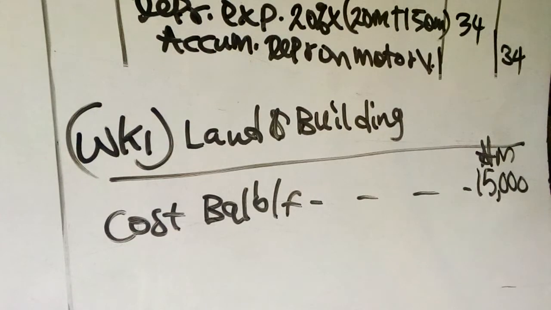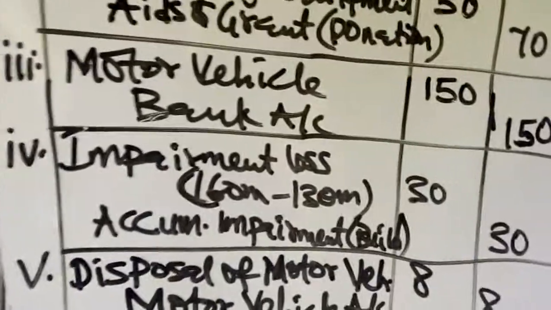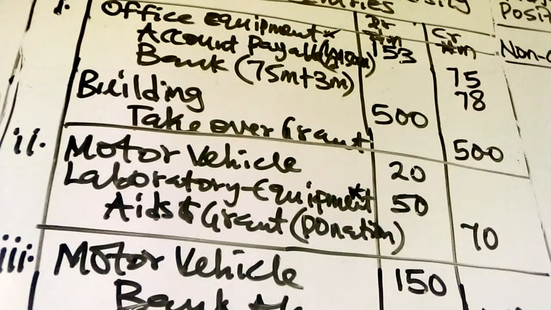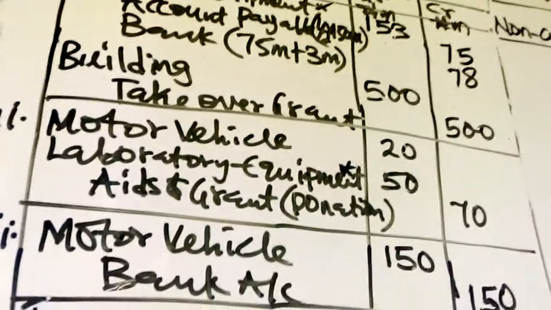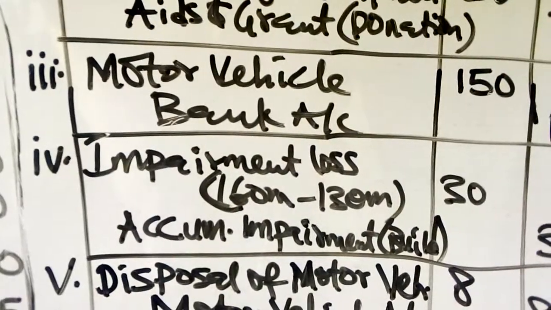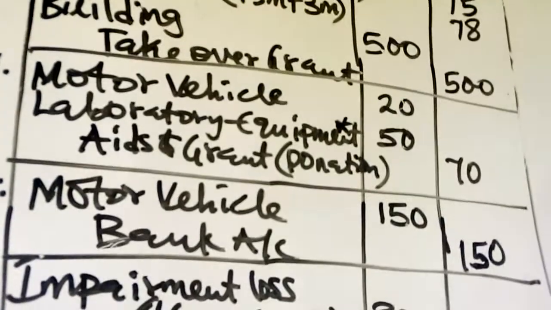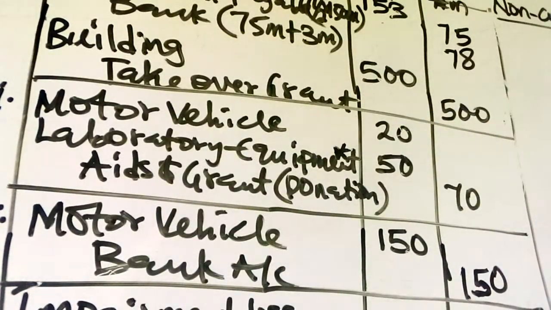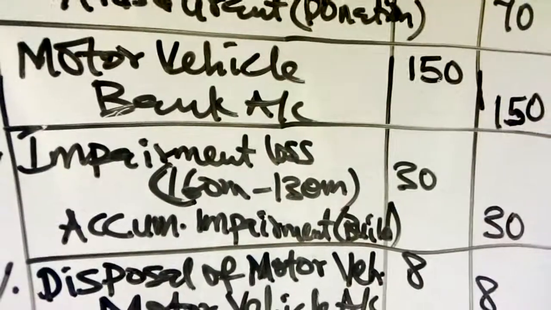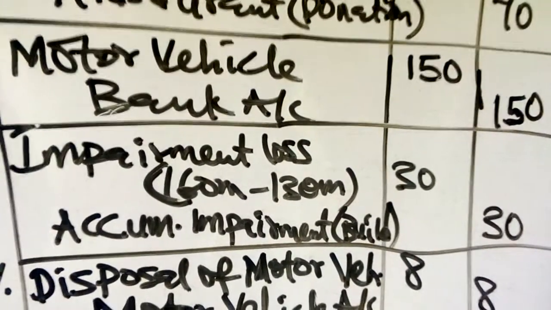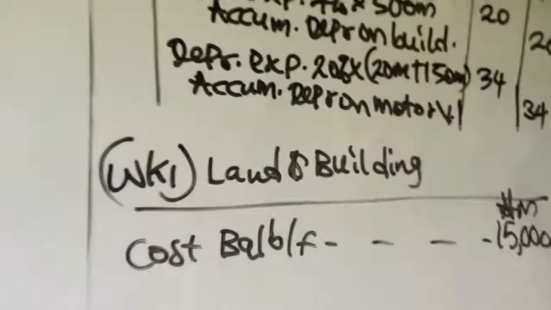Then let's go through our journal and check those items that affect the land and building. Note one in our journal, we have building that was taken over of 500,000. Note two, there is nothing like building there. Note three, nothing like building. Note four is impairment to building. Note five is motor vehicles, and note six is computer. So we have only 500 in note one, and an impairment of 30 to building in note 4. So now the addition we have is 500 in note 1.